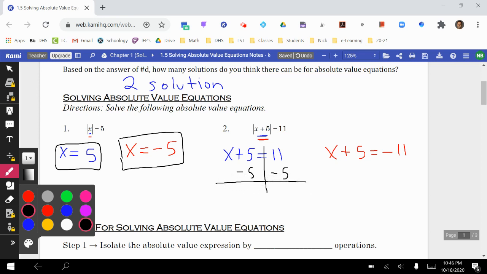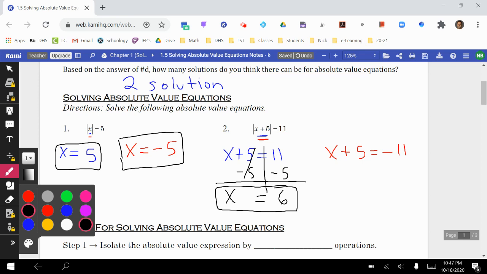So now when I do this, I can bring down my x. My plus 5 minus 5 cancels out, right? Because it's an inverse operation. I'm doing that on purpose so that I can get x all by itself. And now x will be equal to, well, now I have 11 minus 5. It's going to give me 6. So x equals 6 is going to be my first solution.